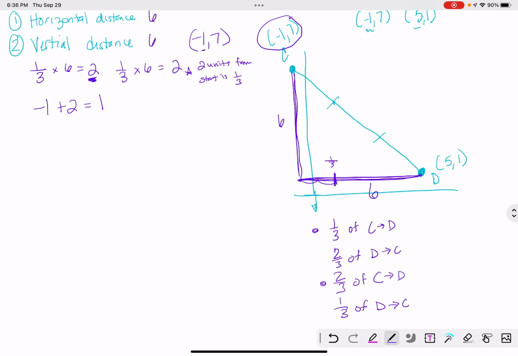Now I'm going to do the same thing, but because now I'm going from top to bottom, right? I'm going from C to D, I'm going up to down.